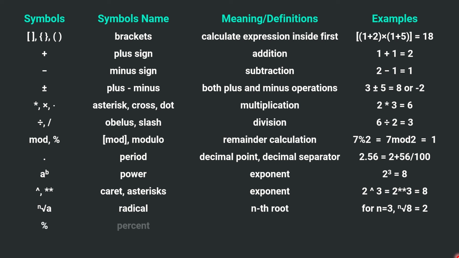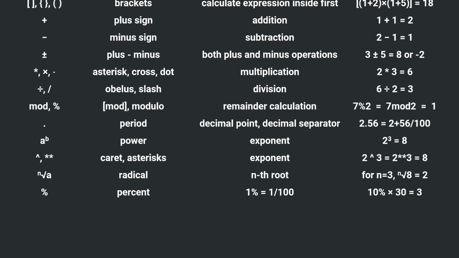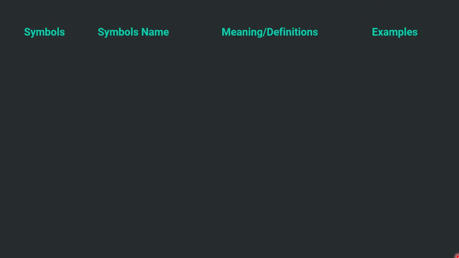Then we have this percent sign. Again, now it is representing a percentage. So percent means per 100. So 1% is equal to 1 upon 100. So if you try to find out 10% of 30, that means 10 upon 100 into 30, that is equal to 3.